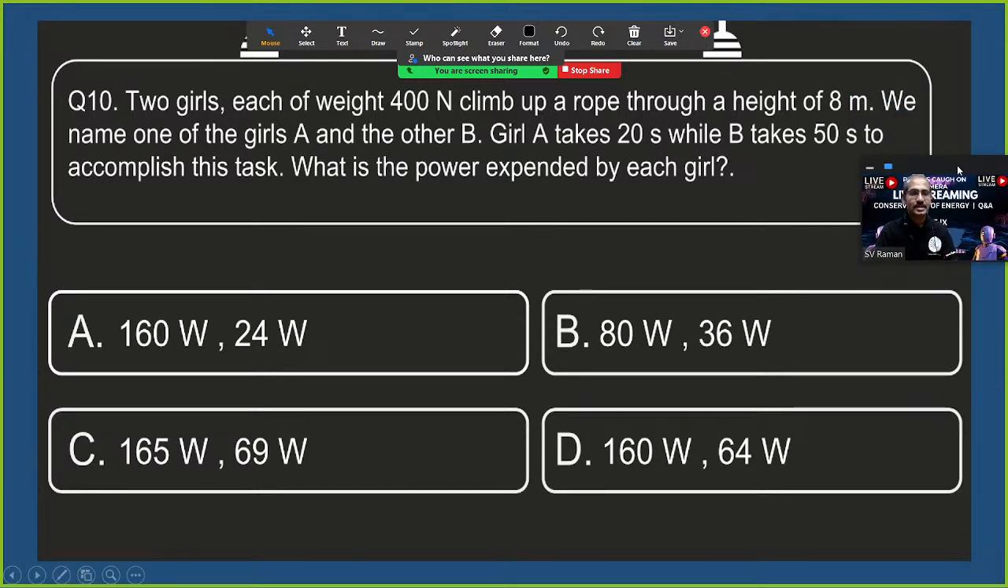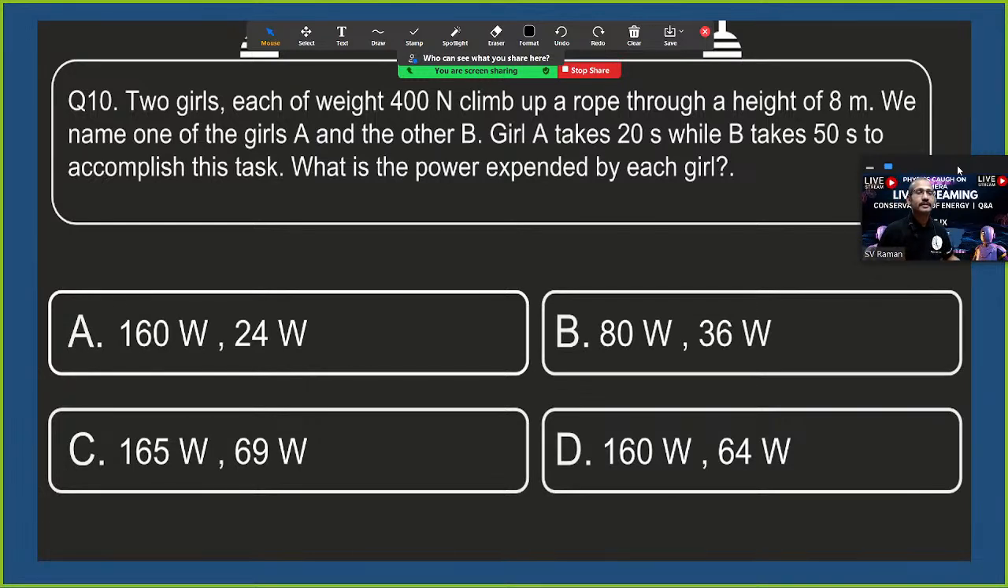Two girls, each of weight 400 newtons, climb up a rope through a height of 8 meters. We name one of the girls A and the other B. Girl A takes 20 seconds while B takes 50 seconds to accomplish this task. What is the power expended by each girl?